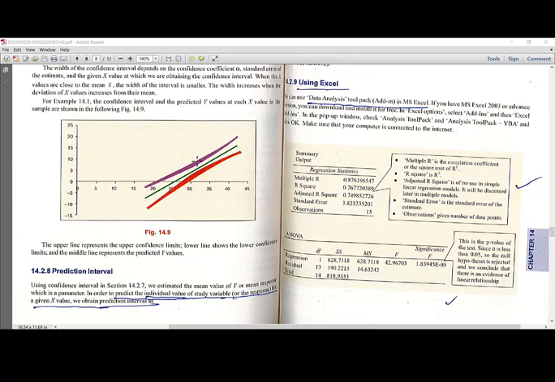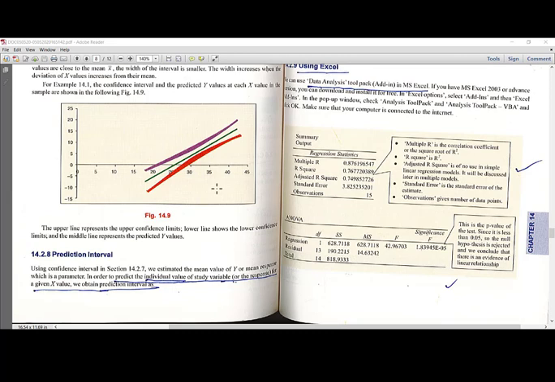And now the prediction interval. Using the confidence interval, we estimate the mean value of Y or mean response, which is a parameter. In order to predict the individual value of the study variable or the response for a given X value, we obtain a prediction interval. Please note that this prediction interval is for the individual value of the study variable.